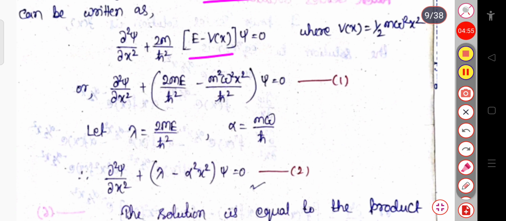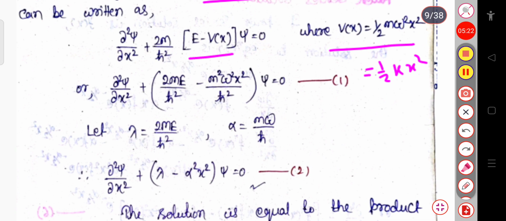This is our Schrodinger time independent equation in one dimensional motion. In the application part of the Schrodinger equation, we are simply substituting the value of the potential energy. Here for the simple harmonic motion, V of x is equal to 1/2 m omega square x square, or simply we can write that as 1/2 kx square.